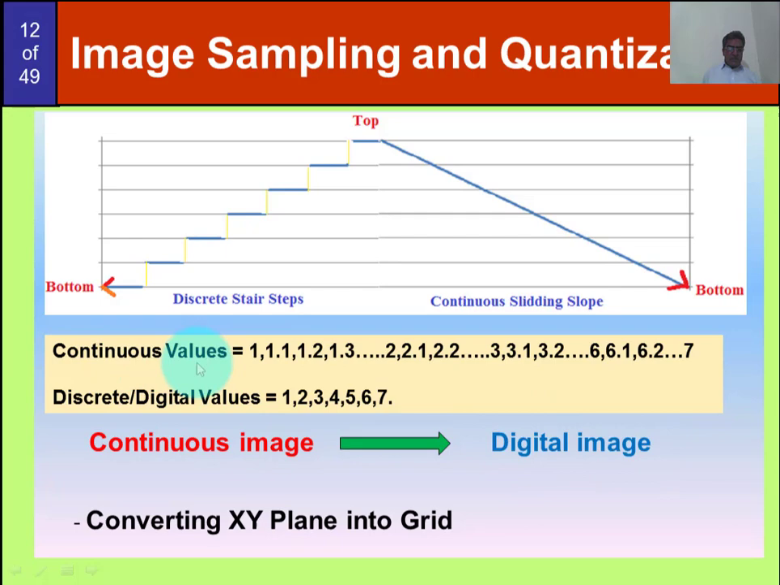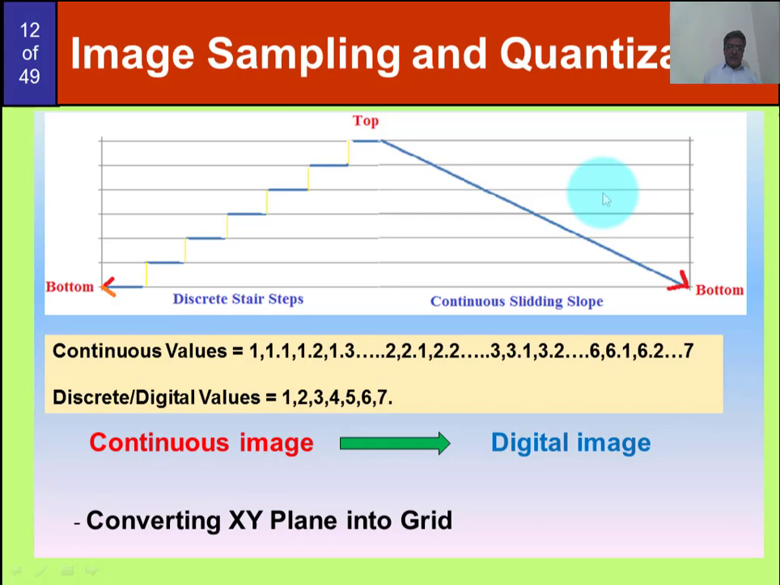It means during the process of sampling and quantization, we ignore these point values, and this is the information which is not present in the digital part of the image. You may see the continuous and discrete values concept here. This is actually just like the diagram of a slide installed in a children's park.